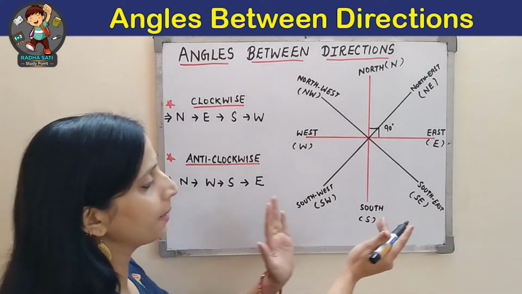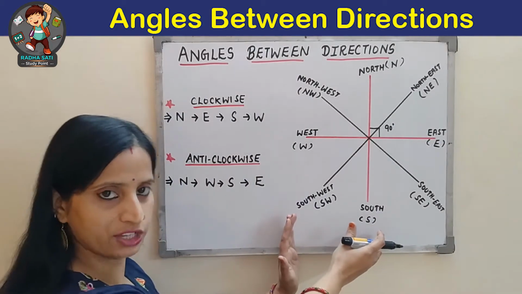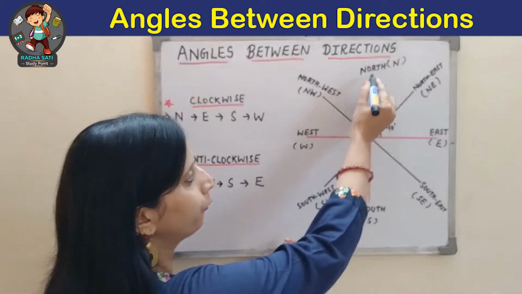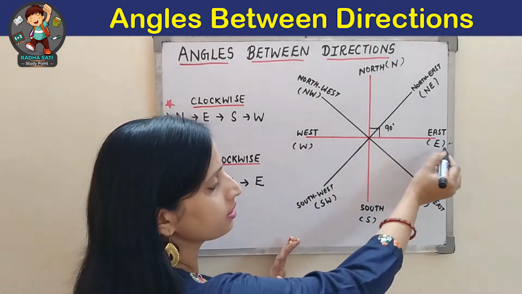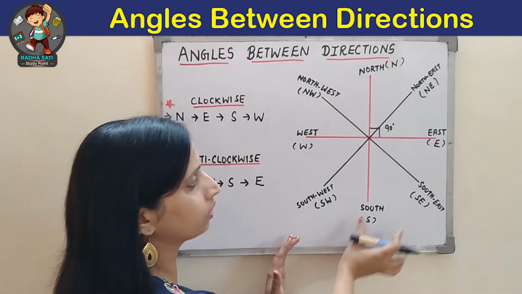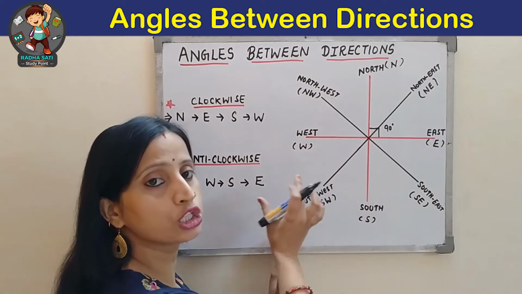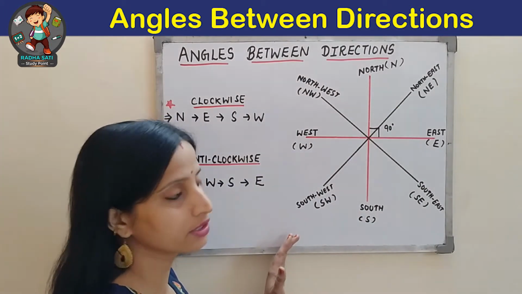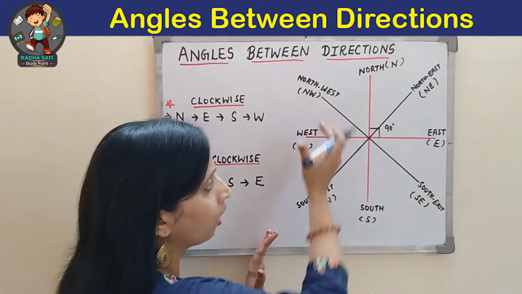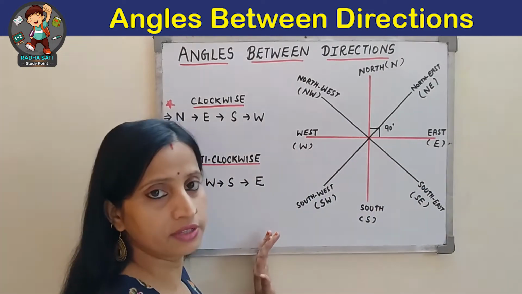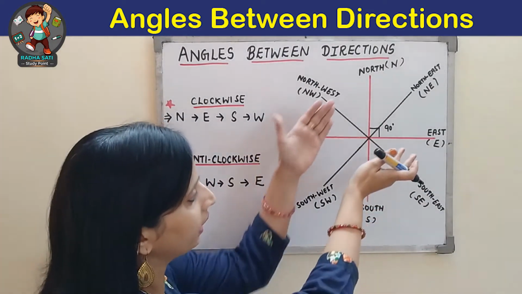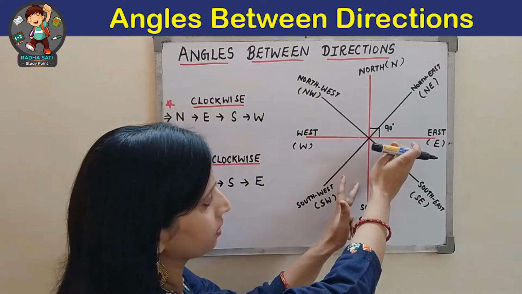So first of all, I am going to explain about directions. There are basically four main directions, that is north, south, east and west. These four directions are also called cardinal directions. And then there are four intermediate directions, meaning the directions between these two directions.